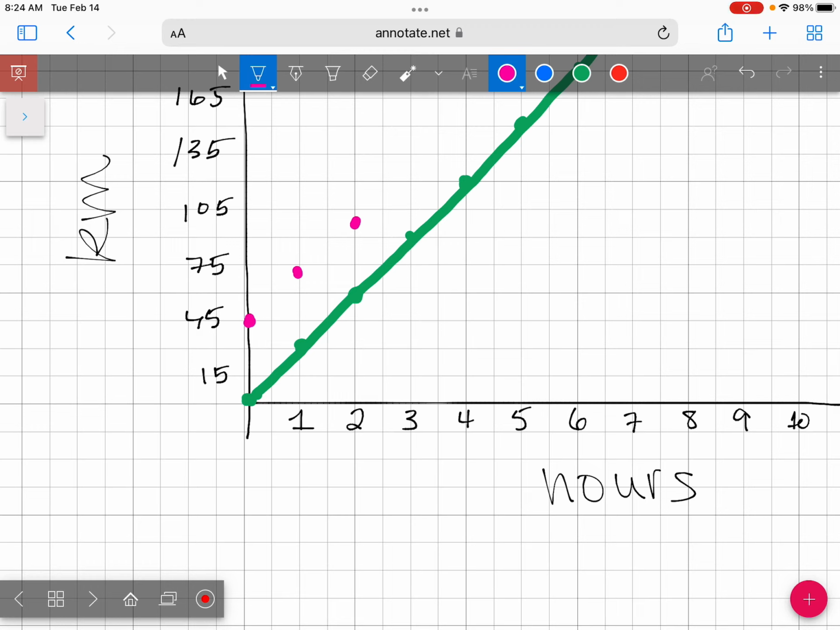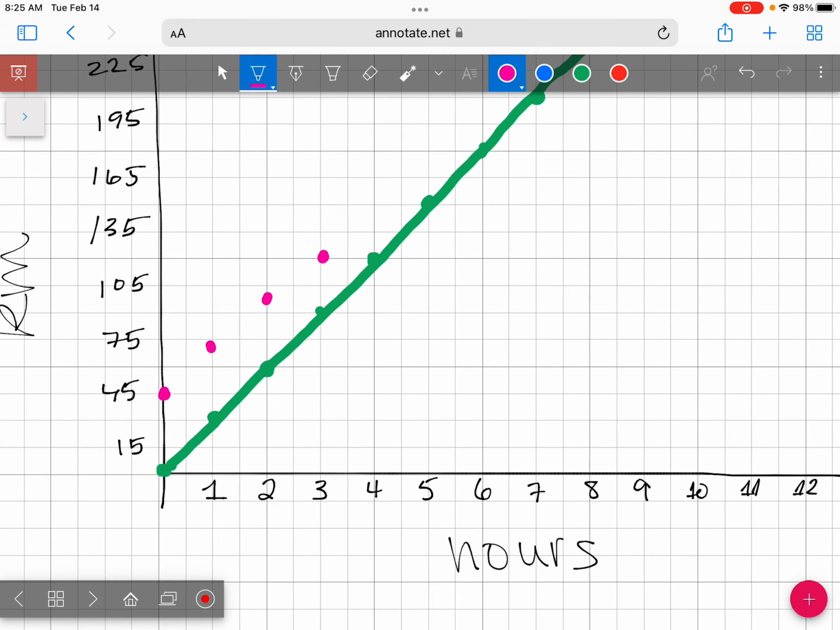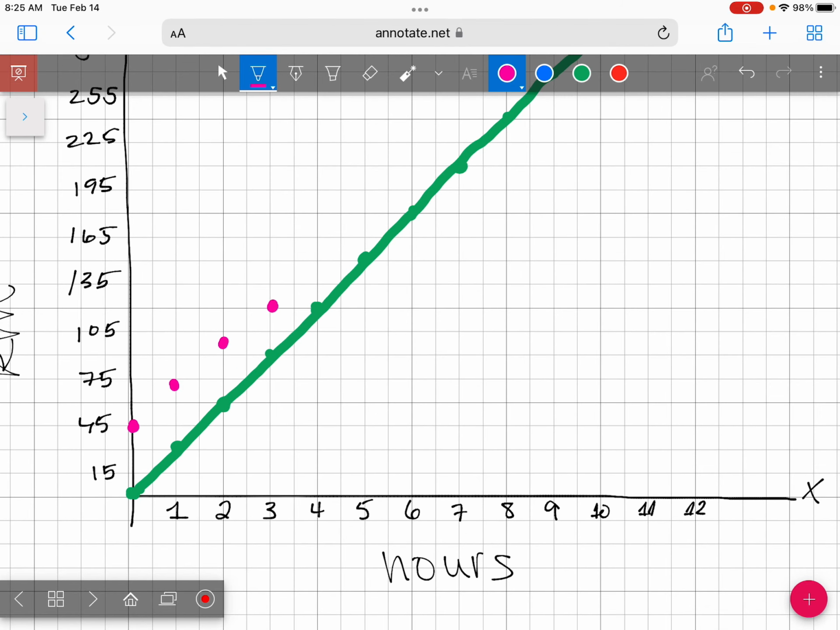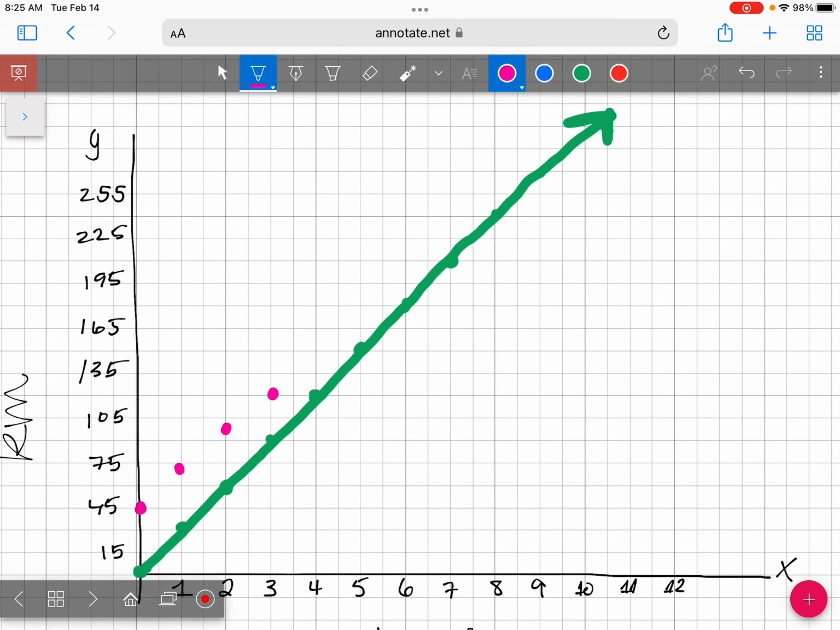Add another 25. What'd you get? 120, yeah. 120, which is actually going to be right here. And then what do you get for like 10 hours? Not actually sure if we have it on the graph, just kidding. What do you get for 8 hours?